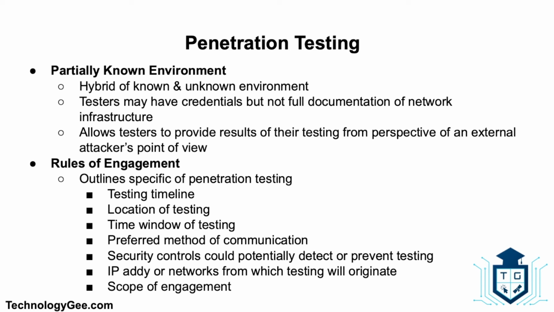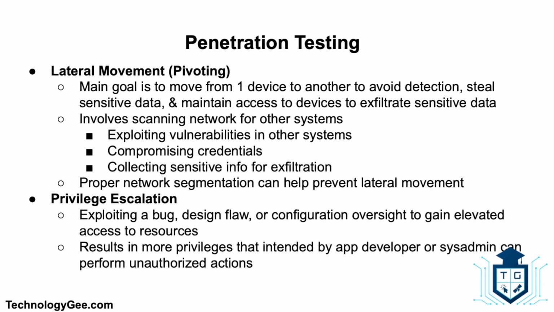Next, we have what is called lateral movement or pivoting. This is a post-exploitation technique that can be performed using many different methods. The main goal is to move from one device to another to avoid detection, steal sensitive data, and maintain access to these devices to exfiltrate sensitive data. Lateral movement involves scanning a network for other systems, exploiting vulnerabilities in other systems, compromising credentials, and collecting sensitive information for exfiltration. Proper network segmentation can help prevent lateral movement.